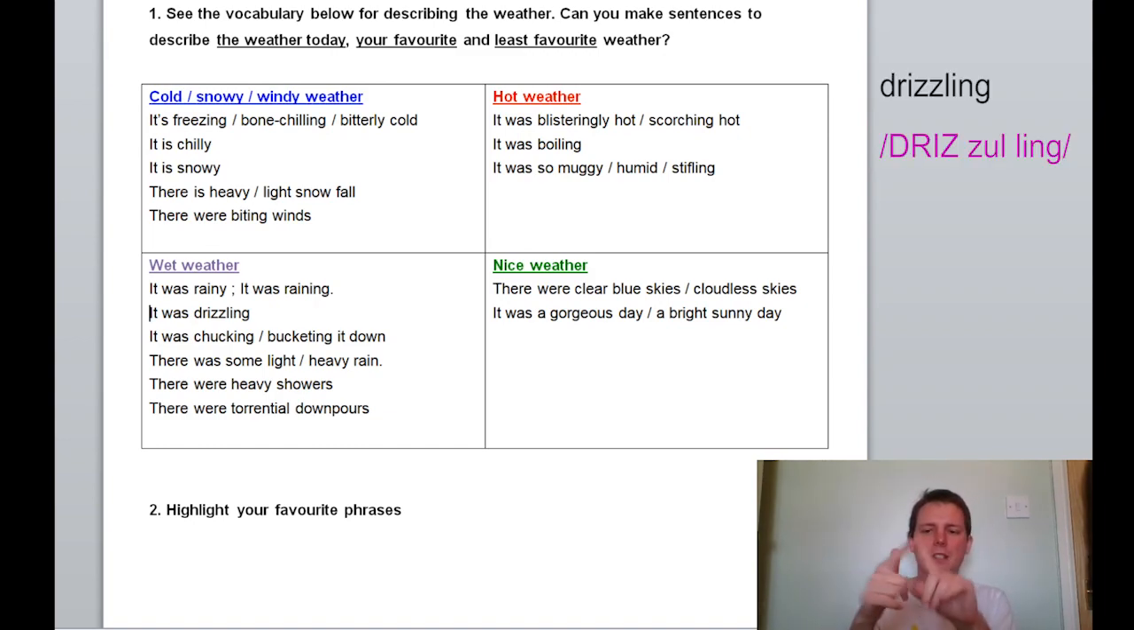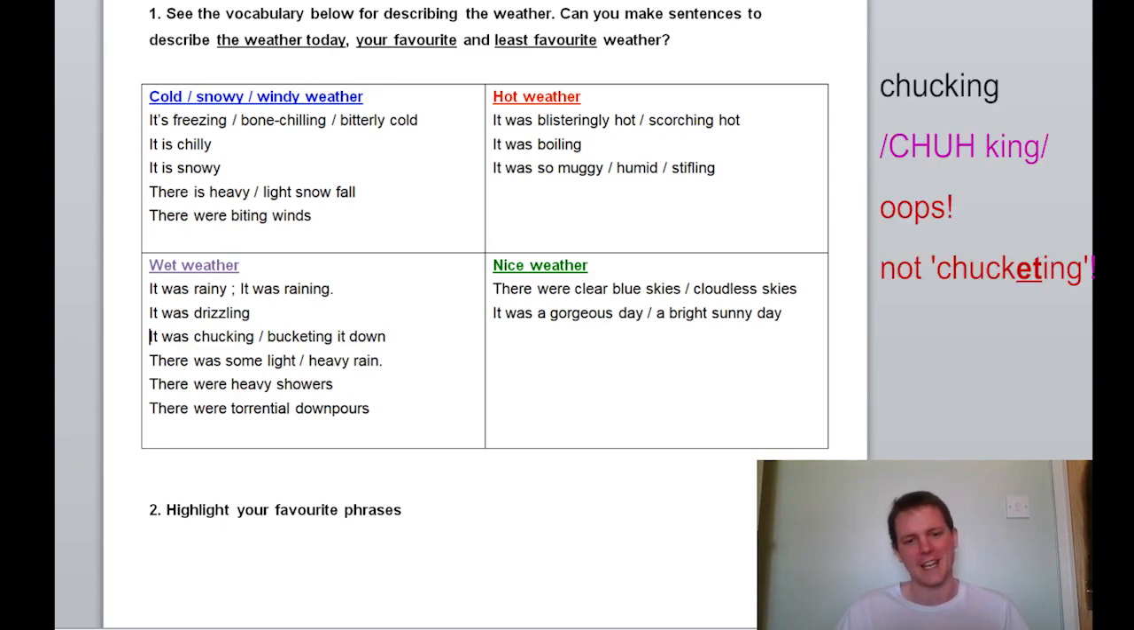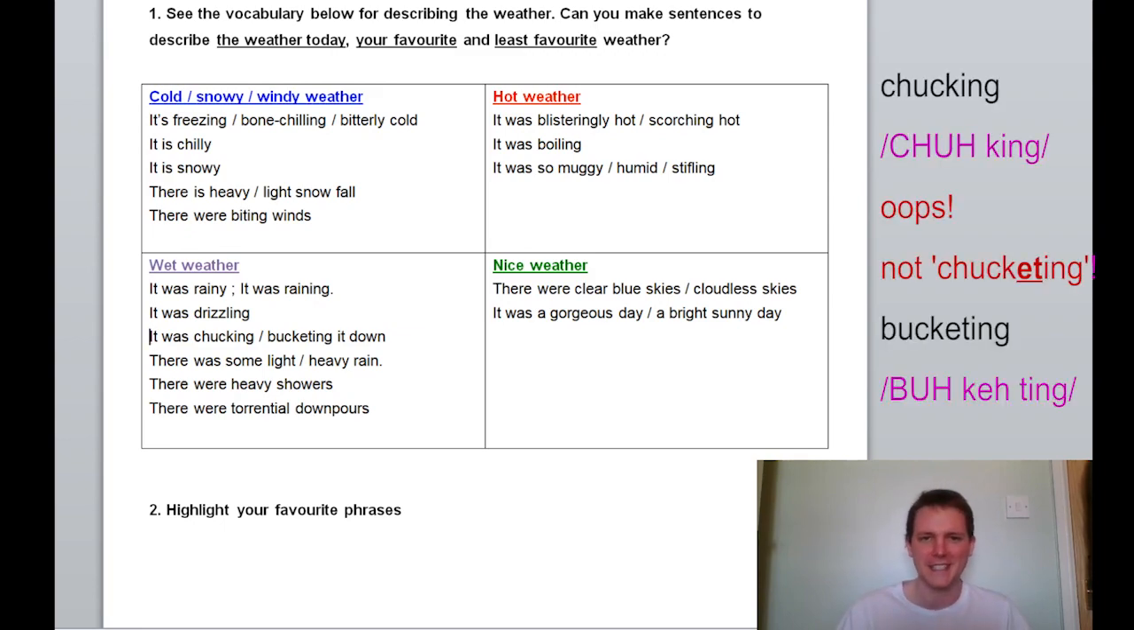It was drizzling. That just means a light rain. It's not something pleasant, though. It sort of brings to mind miserable weather, horrible light rain that just makes you feel bad. That's drizzle. It was chucking it down. It was bucketing it down.